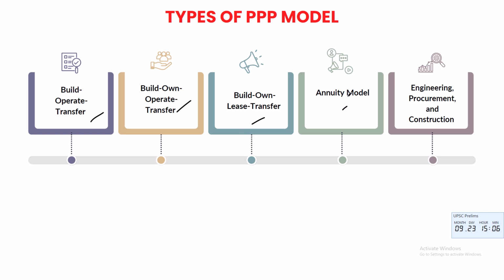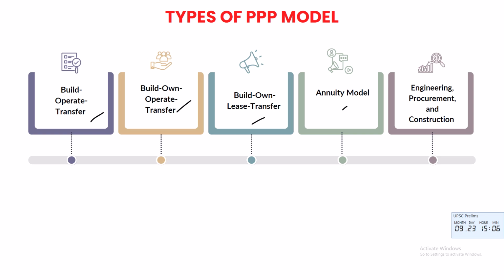Annuity model. This is where the private developer builds and maintains, and government says, don't worry about the traffic, sweetie, we'll give you fixed payments. The government bears the revenue risk, great for roads where traffic is unpredictable, like that one road to nowhere. Its advantage is less risk for the developer, but the disadvantage is the government becomes the proud owner of all demand risk.